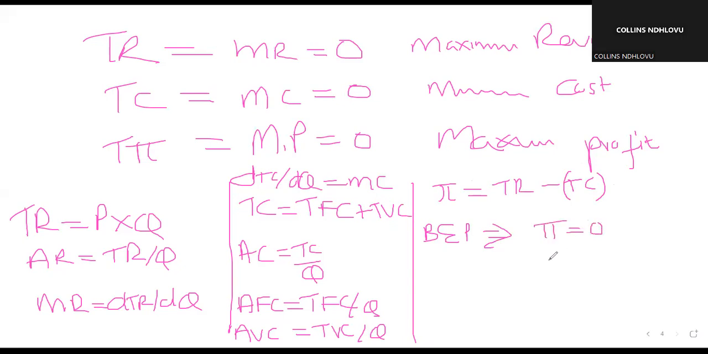Or the break-even point is simply when the total revenue is equal to the total cost. To break even is simply to be at par, where you're neither making a profit or a loss. So when your total revenue is equal to our total cost, what we get is called the break-even point.